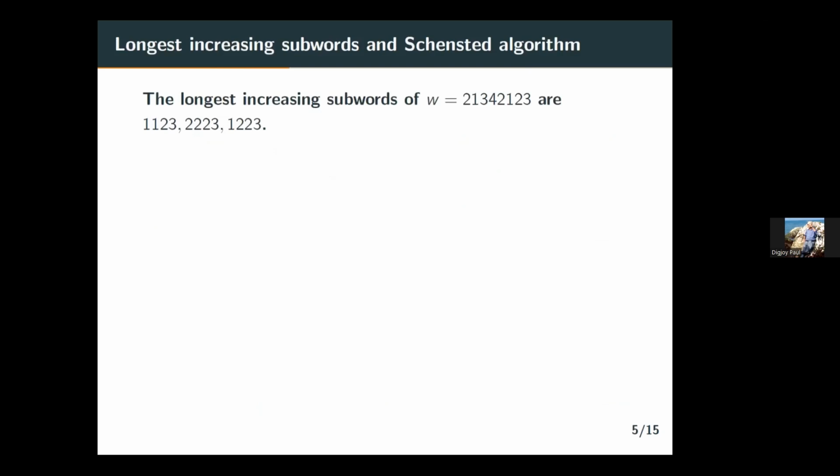The next thing that I need to mention is the Schensted algorithm. Given a word in an alphabet, it is a nice problem to find the length of the longest increasing subword, and it connects to many important areas of mathematics. Given the word 2, 1, 3, 4, 2, 1, 2, 3, you can check the longest increasing subwords are 1, 2, 3; 2, 2, 3; and 1, 2, 2, 3. To answer this question of finding the length of the longest increasing subword, Schensted came up with this beautiful algorithm.